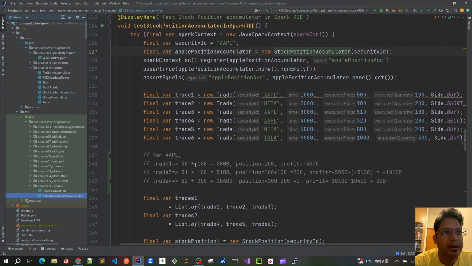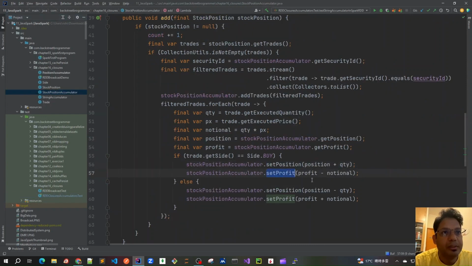So again, let's go back here. What we are doing here is a buy. So we get this notional, and the quantity is just added in the position. 100 quantity, we are adding it here. And for the profit, whatever the profit was there before, if it's a buy order, we had to subtract the notional out of it. So this is what we are doing here. So the profit is profit minus notional.